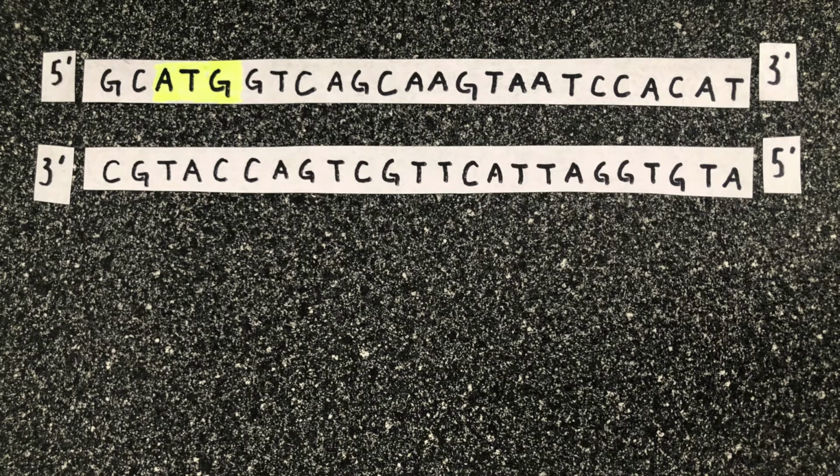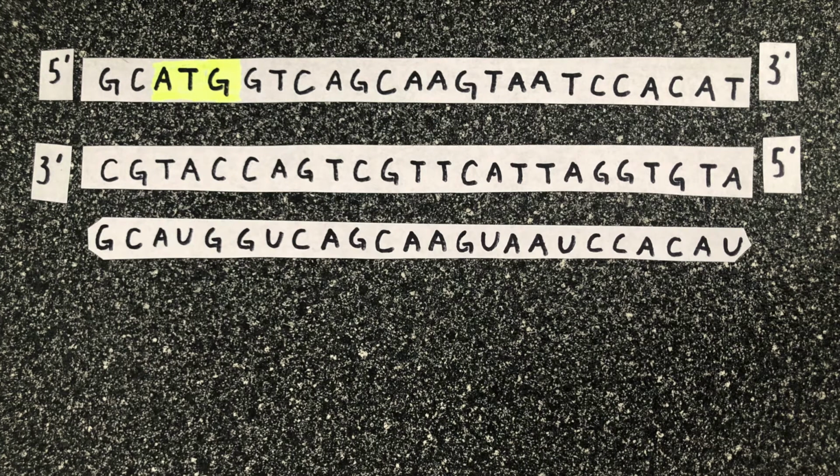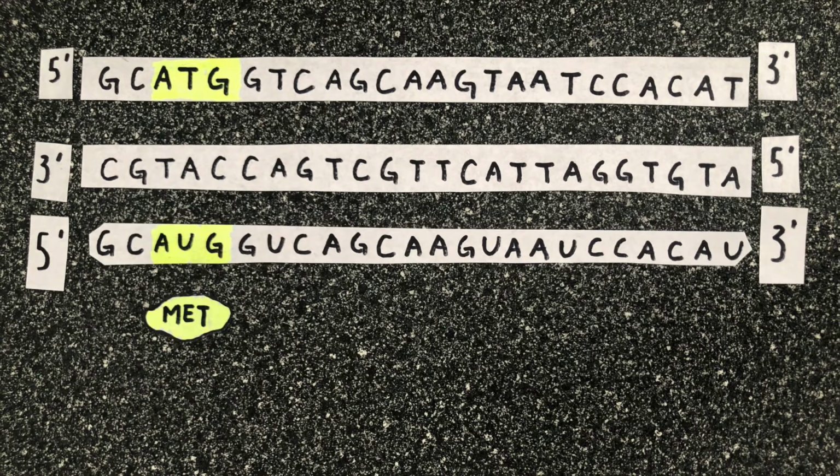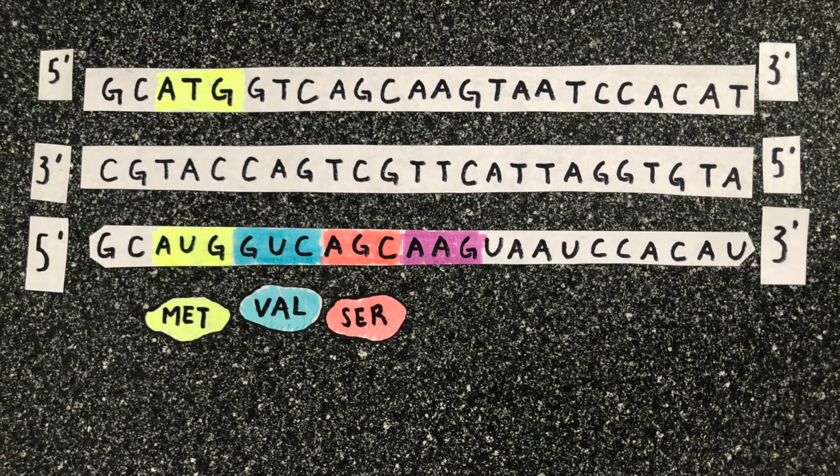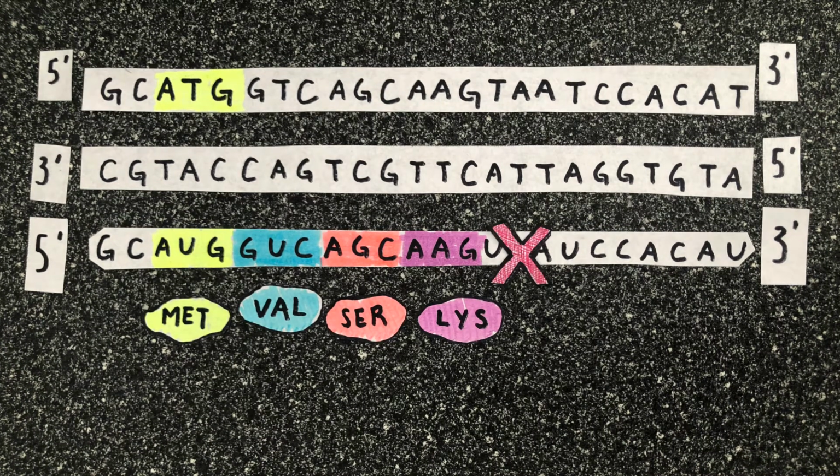So here we have our rearranged DNA to its correct orientation. The top strand is the coding strand, and the bottom, the template. The template strand will be read to create this mRNA, which will code for the amino acids methionine, valine, serine, and lysine. Once again, the stop codon does not code for any amino acids.